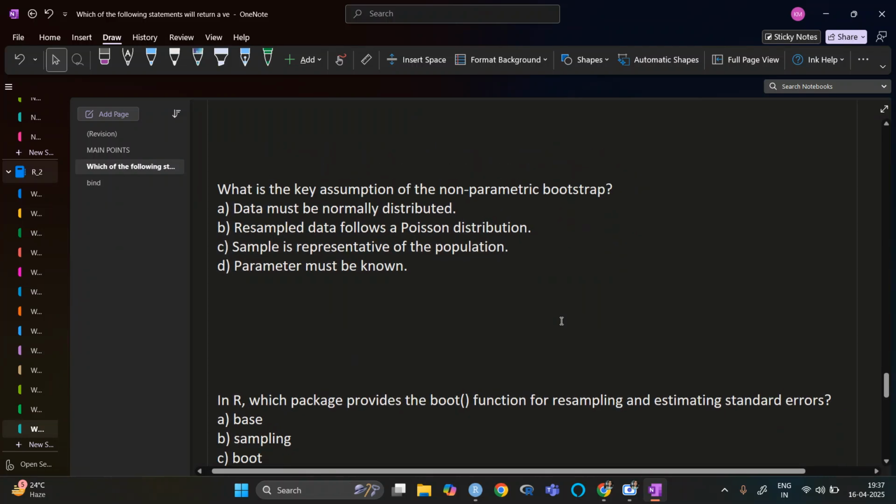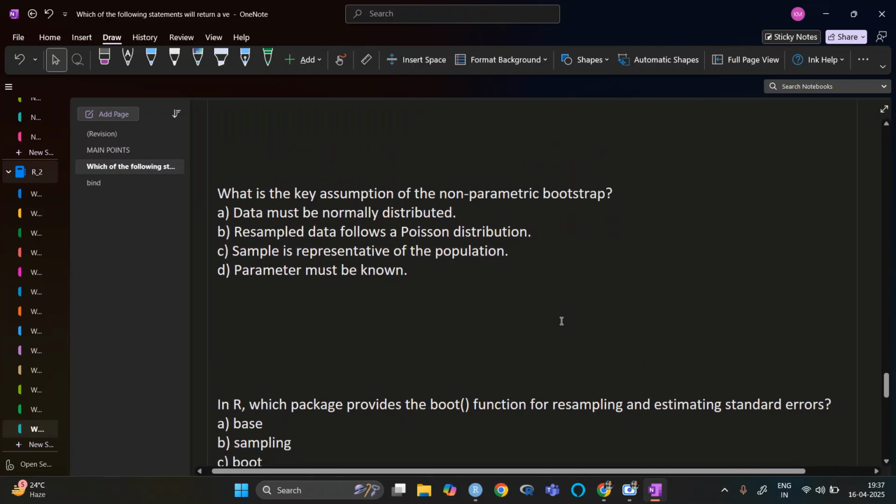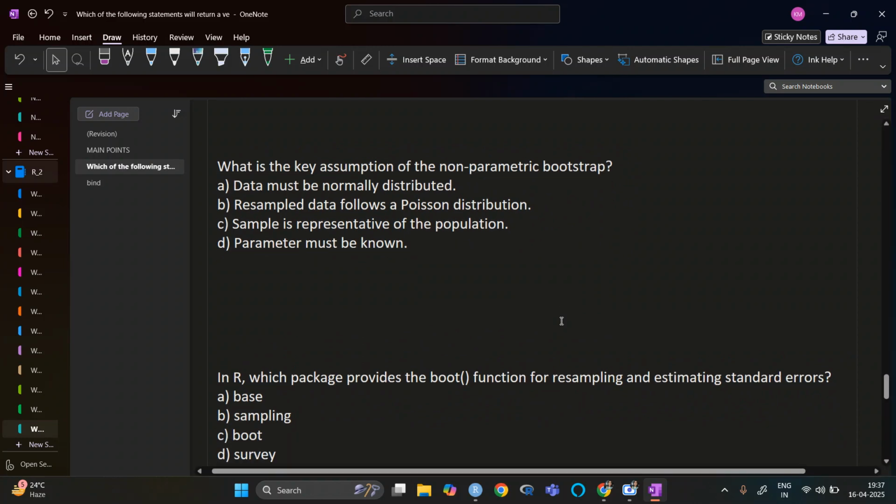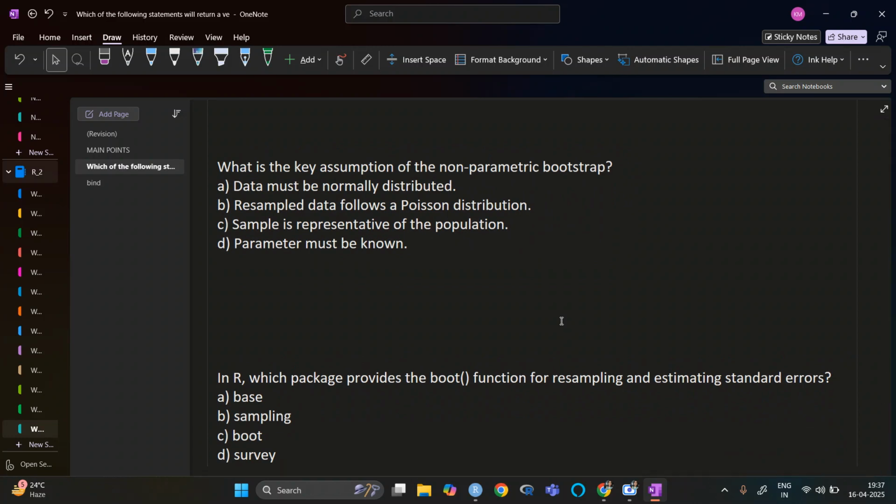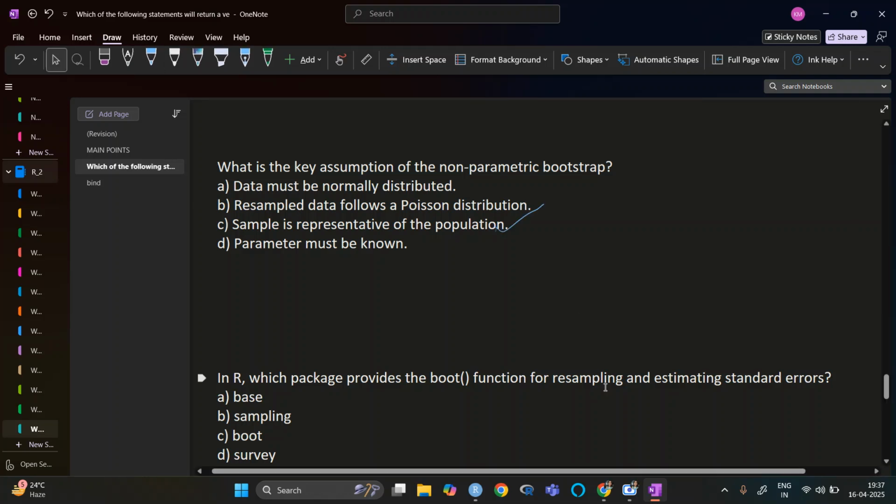The next one is, what is the key assumption of non-parametric bootstrap? Sample data follows a Poisson distribution, sample is representative, population parameter is to be known. The sample is representative of the population. Yeah, so the sample needs to be representative of that population.